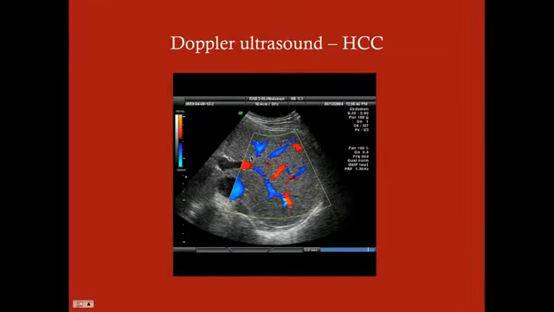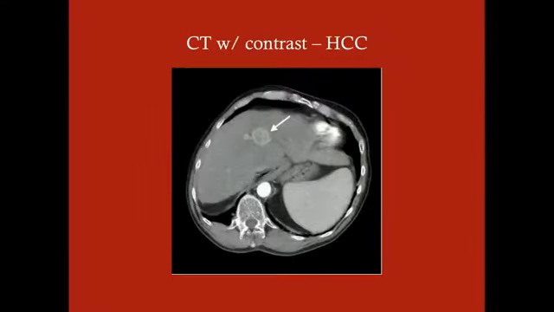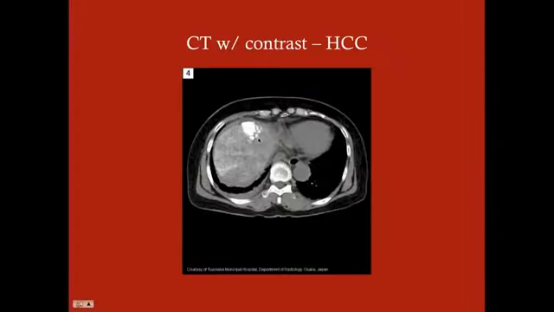A Doppler ultrasound can help you. With the hepatocellular carcinomas, there's rich vascularity within the tumor, and so that can help you with differentiation. CT with contrast will show you an enhanced tumor. So here's your enhanced mass right here. And here's another one.